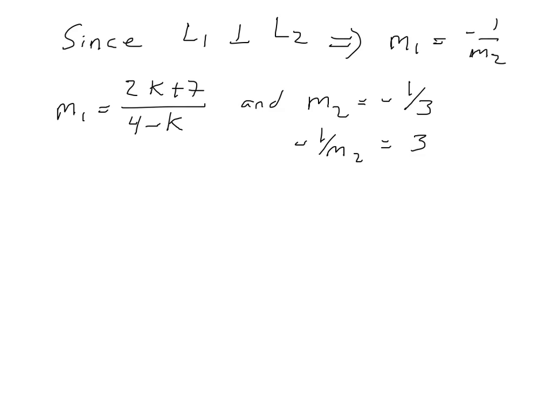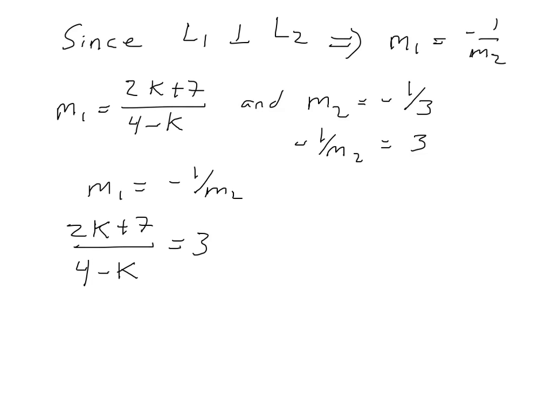So if I set them equal to each other, I have m1 is equal to negative 1 over m2. m1 is equal to (2k + 7) divided by (4 - k). That's going to be equal to 3. Now when you cross multiply, because you can think of this as 3 over 1, you're really going to get the equation 2k + 7 = 12 - 3k.